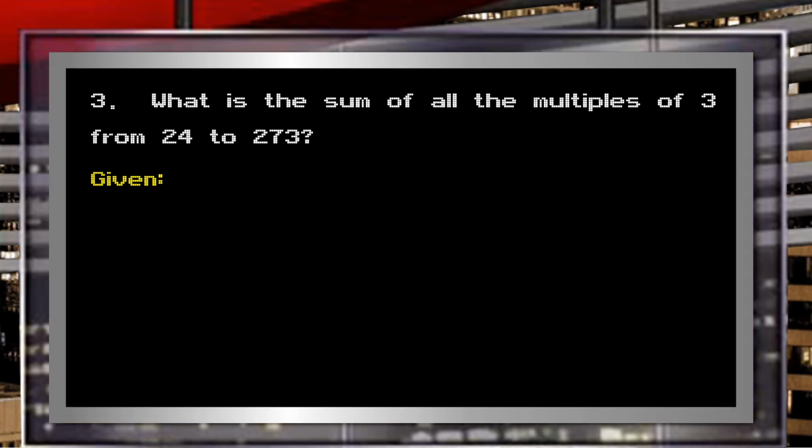Example 3. What is the sum of all the multiples of 3 from 24 to 273? Yan yung sinasabi ko kanina, na pag medyo malaki masyado na yung ating number of terms, pwede nating isolve muna. So, ano ba yung multiples of 3? Di ba yun yung 3, 6, 9, 12, 15, etc. Pero, mag-start daw tayo sa 24 hanggang 273.